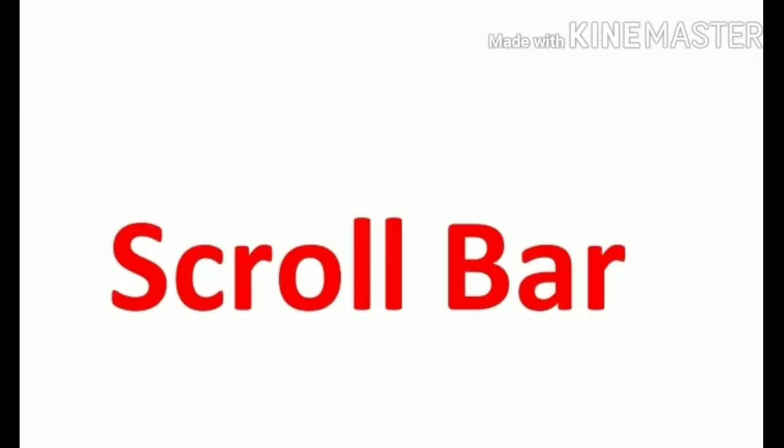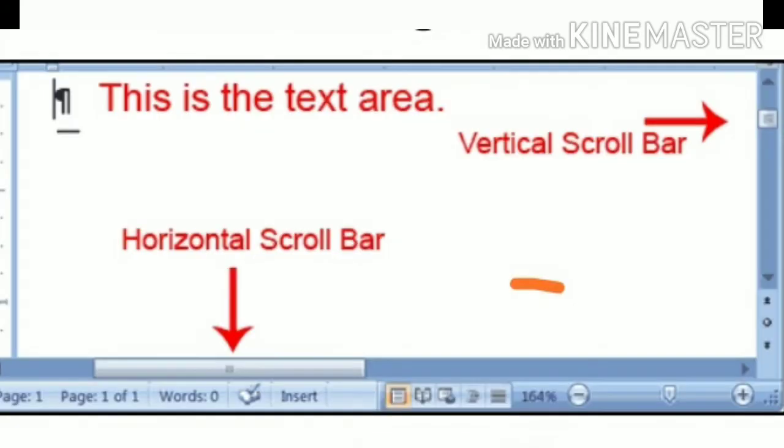The next one is scroll bar. Scroll bars are used to move through the page up and down or right and left. If you click on the right arrow of the scroll bar, the window will move to the right and vice versa. This scroll bar is known as horizontal scroll bar. Similarly, the scroll bar at the right of the window helps you to move up and down by clicking up or down arrow. This scroll bar is known as vertical scroll bar.